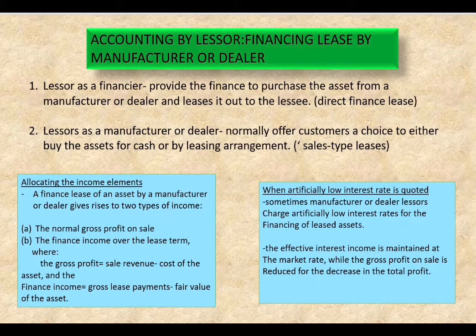Next, an artificially low interest rate is quoted. Sometimes a manufacturer or dealer lessor charges an artificially low interest rate for the financing of leased assets. The effect of this requirement is that the finance income is maintained at the market rate, while the gross profit on the sale is reduced for the decrease in the total profit due to the artificially low rate of interest charged.